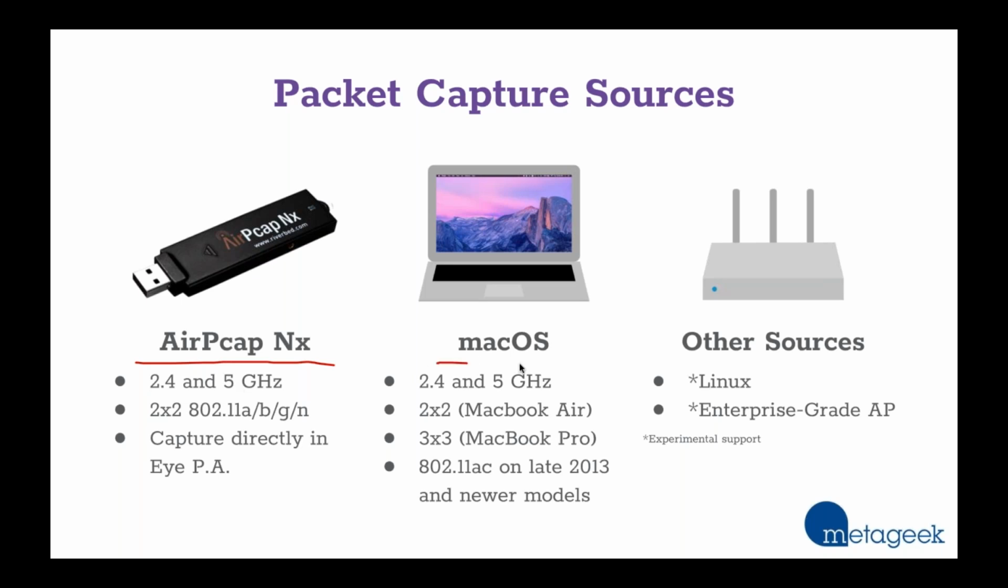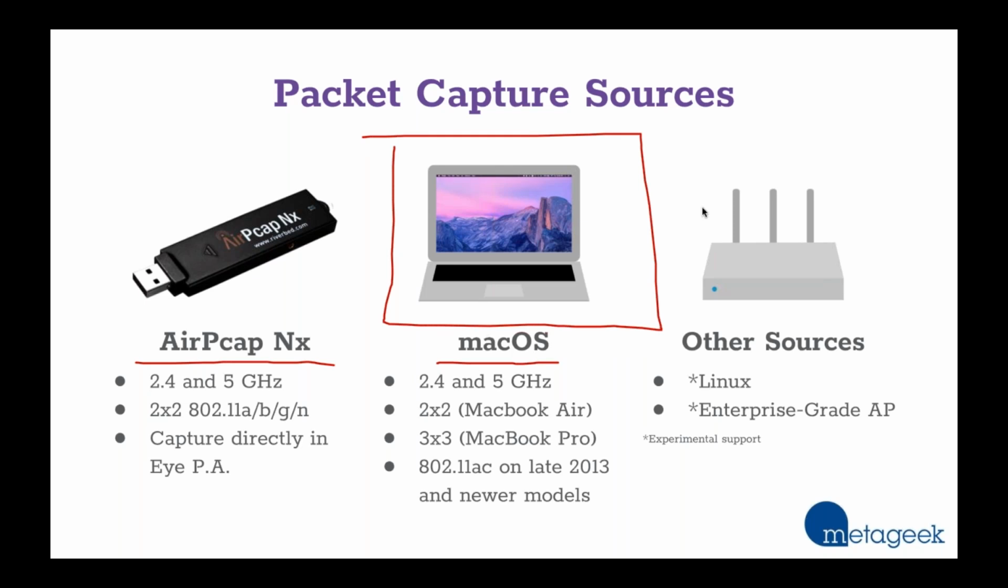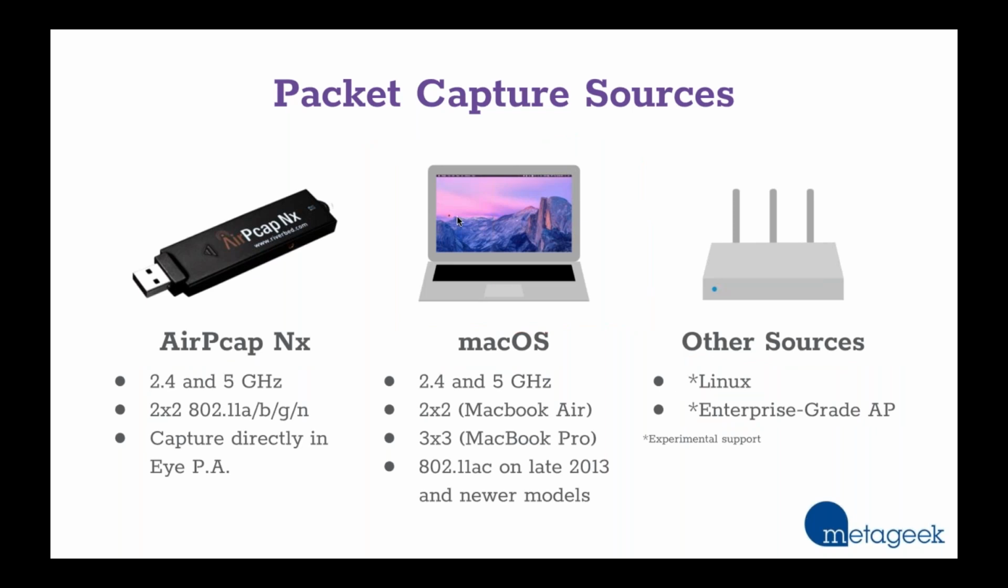Another great way to do it is with Mac OS. If you have a Mac, like an old MacBook Air or MacBook Pro, you can actually get packet captures directly from within Mac OS with no additional hardware. Just consult our knowledge base for details on how to do that. And you can also get packet captures from other sources, like if you're savvy with the command line in Linux, or if you have an enterprise-grade access point that can generate a PCAP file for you, then those are alternative ways to get your packet captures into IPA.